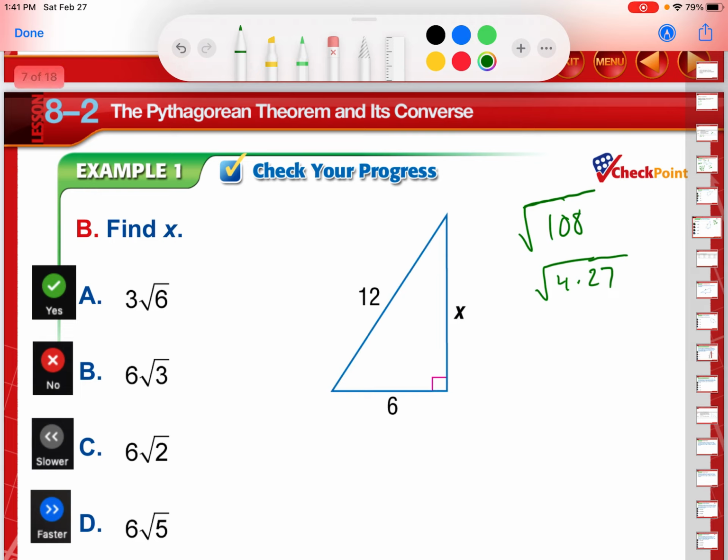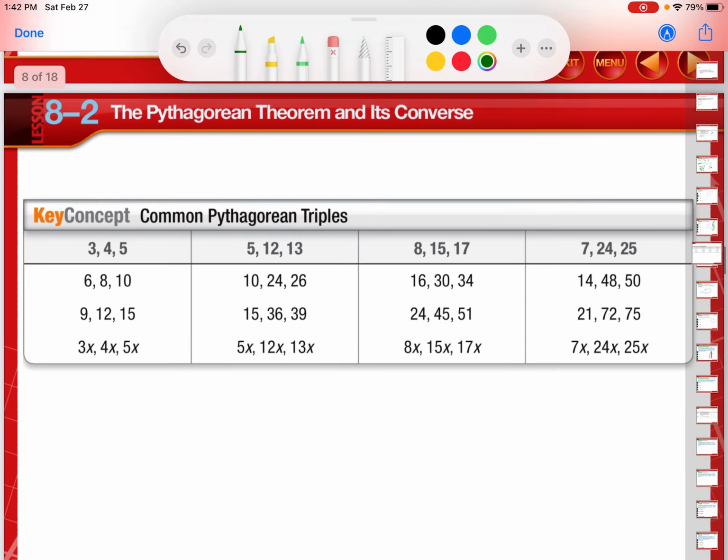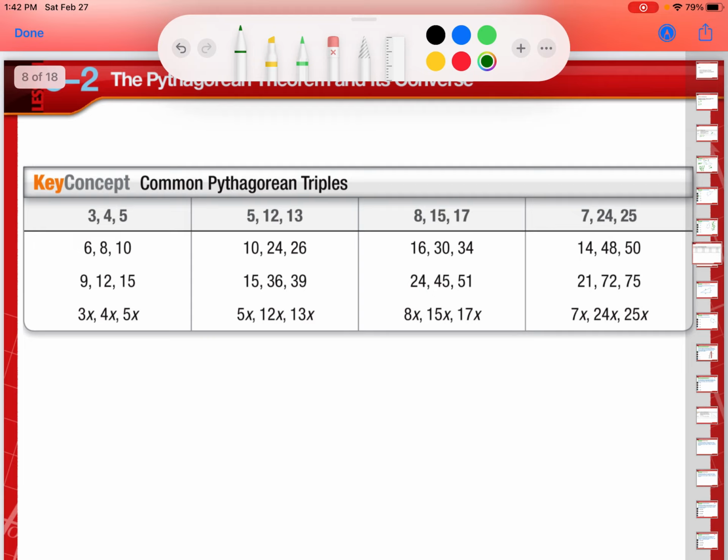Back. 4 times 27. I'm going to factor out a 9 now. So 4 times 9 times 3. I can take out my 4 because square root 4 is 2. So I can say 2 root 9 times 3. I can take out the 9 because square root of 9 is 3. So I'm going to say 2 times 3, which is 6. 6 root 3. So B. Lovely.